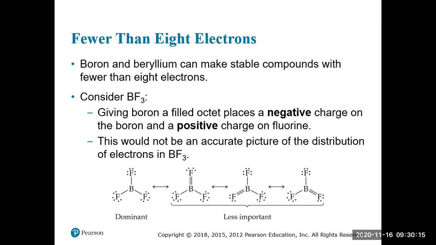So that's very unlikely. Even though BF3 is not following the octet rule, some of these other considerations help us understand why that's the appropriate one. In this case, we're only going to have 6 electrons around the boron and then the regular octet around the fluorine.